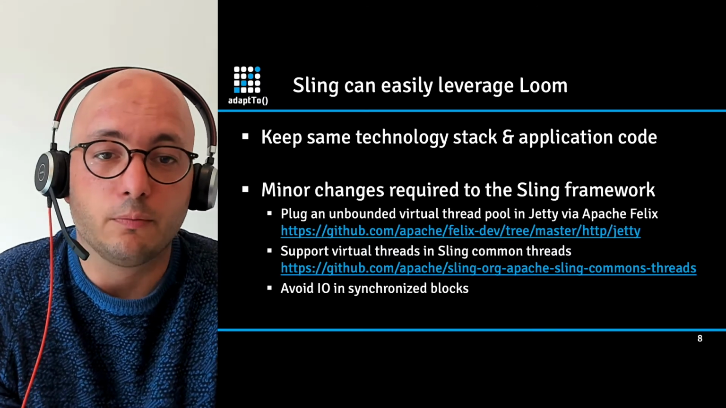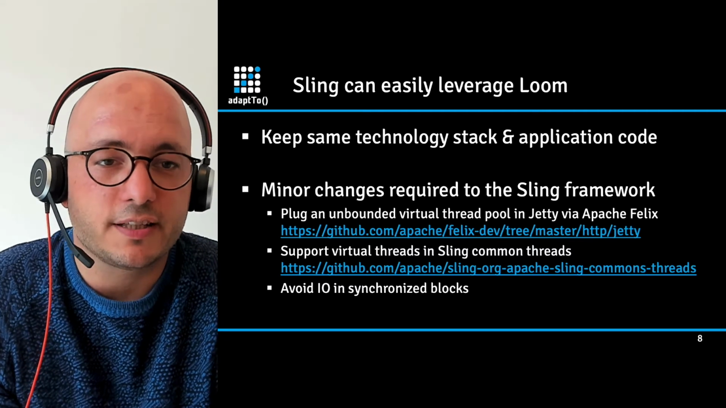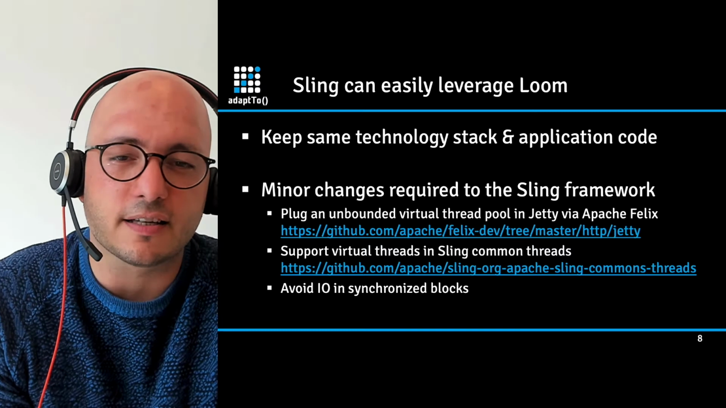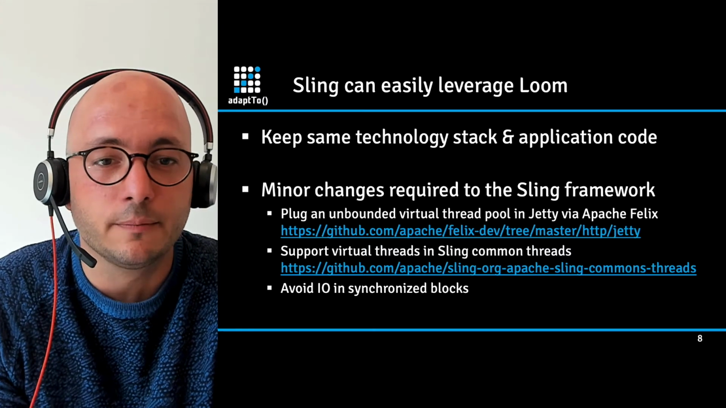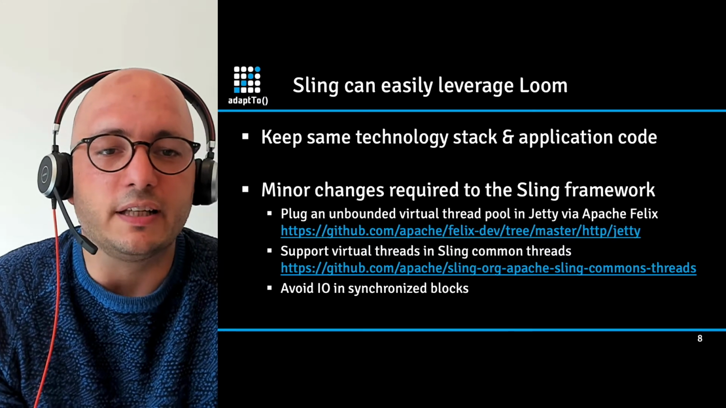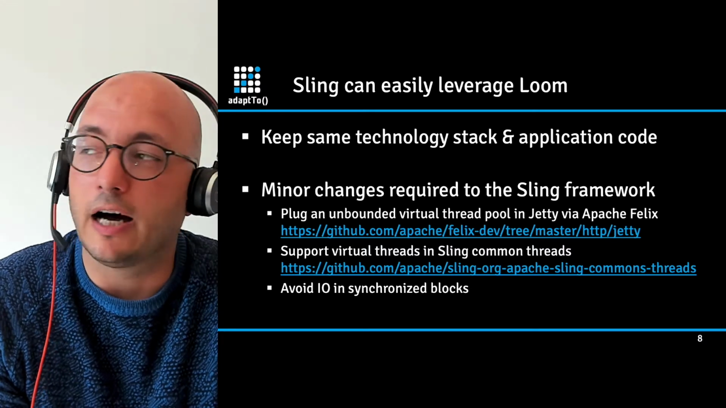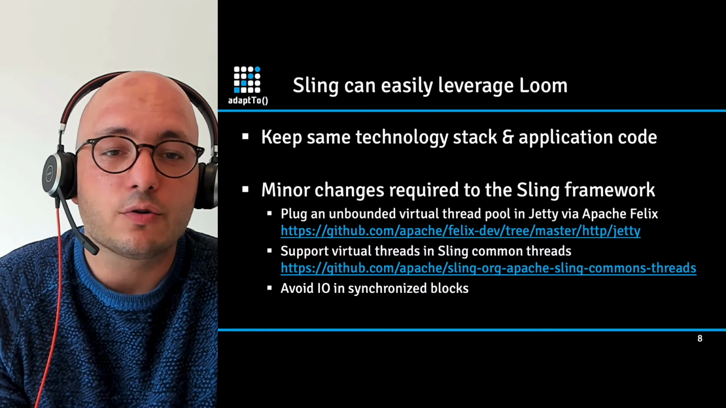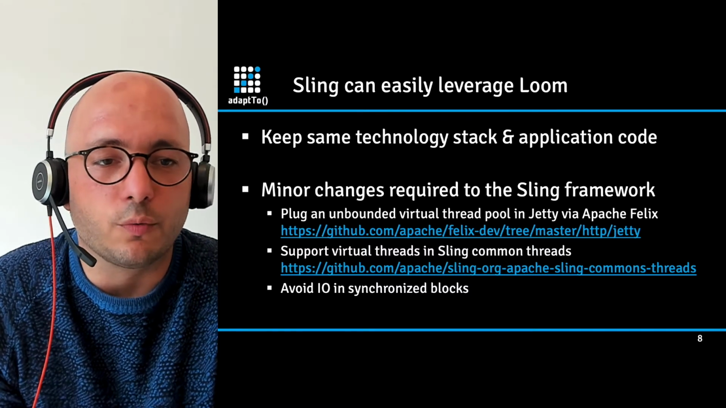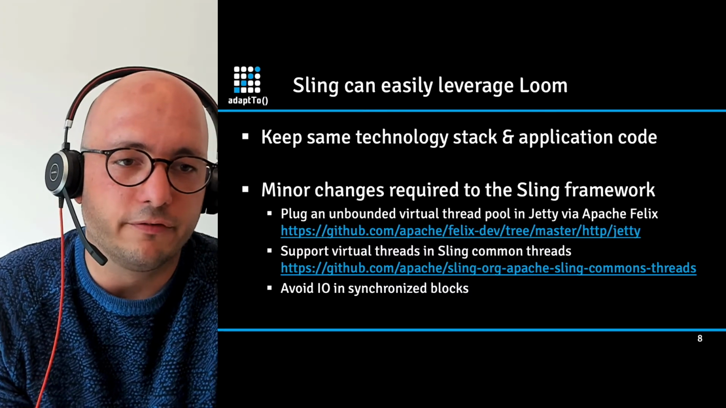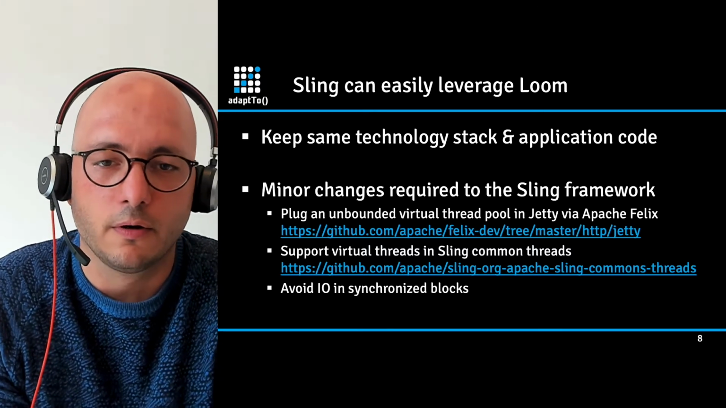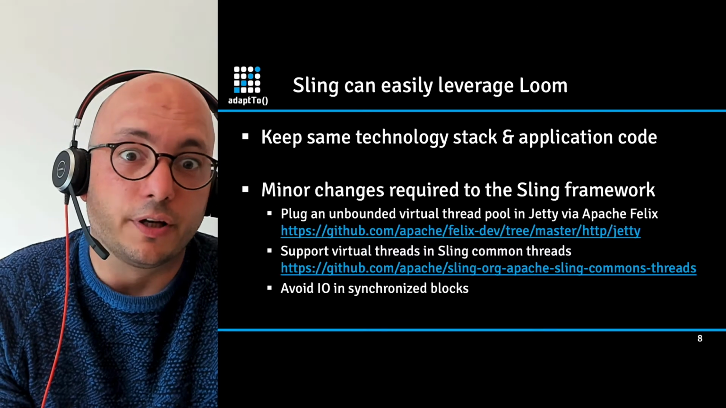First, we'd plug an unbounded virtual thread pool into Jetty, and we could achieve that via Apache Felix, because Felix has a module that wraps Jetty. So we could plug an unbounded pool of virtual threads there, and then we'd allow the Sling Commons Threads module to run with a bounded or unbounded virtual thread pool instead of a kernel thread pool, which is the only option now.